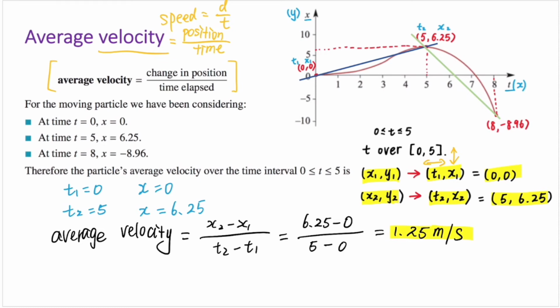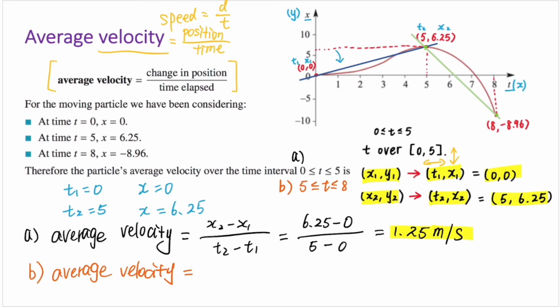Okay, what about the average velocity over the time interval 5 to 8? Let's have a look. I'll label this as the second part, part B, and this was part A. To find the average velocity over this time interval, we're essentially finding the gradient of this green secant line. And sorry, I forgot to mention, in part A, when finding the average velocity over the time interval between 0 and 5, we're finding the gradient of this blue secant line.